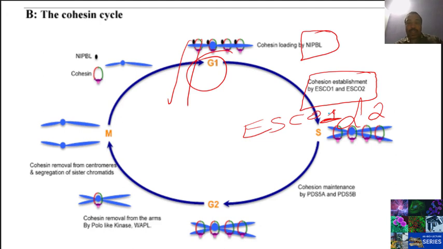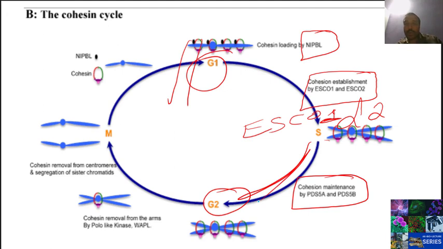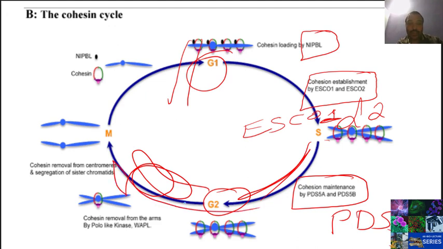Then third stage is cohesion is maintained in G2 phase, by PDS5A and PDS5B. So cohesion is maintained throughout the S and G2 phase. S phase means the late S phase, and through a full G2 phase, complete G2 phase.